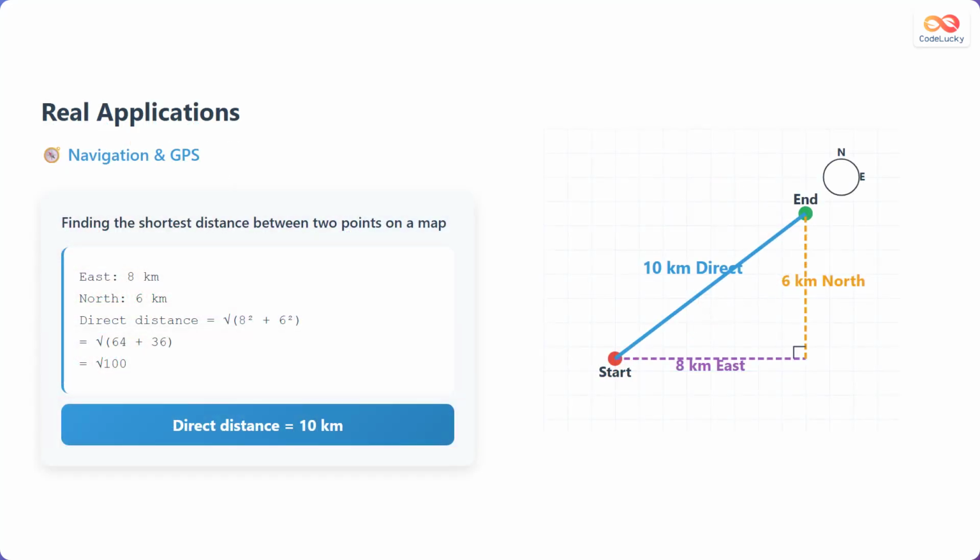Another important application of the Pythagorean theorem is in navigation and GPS systems. Imagine you need to find the shortest distance between 2 points on a map. For example, you travel 8 kilometers east and then 6 kilometers north. The direct distance can be calculated using the Pythagorean theorem. Direct distance equals the square root of 8 squared plus 6 squared, which equals the square root of 64 plus 36. This simplifies to the square root of 100. Therefore, the direct distance is 10 kilometers.